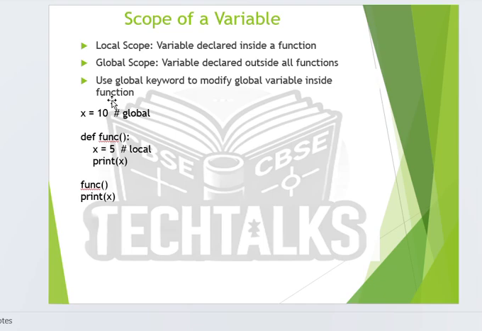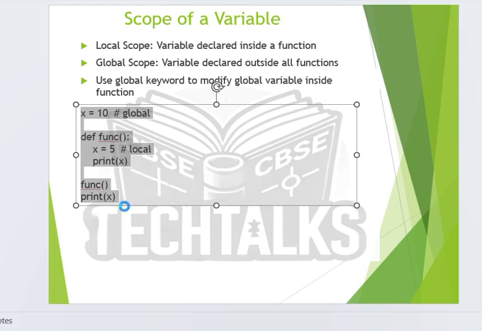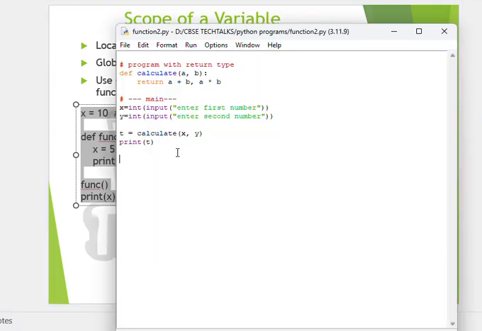Okay, so first I will explain what exactly a local variable is, what a global variable is, and how to change it. Let's take an example. We can go ahead with this coding. Let's take this, it will be clear.